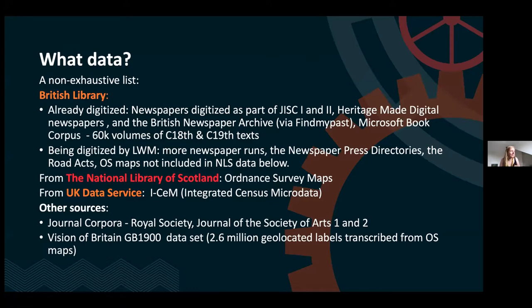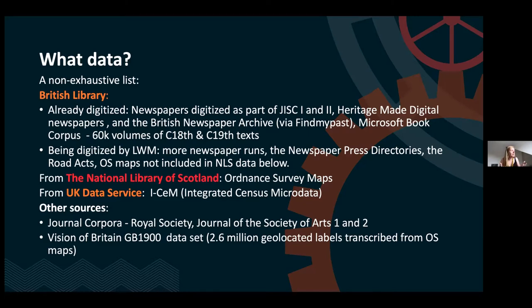A large proportion of our data sources come from pre-digitized resources held at the British Library, plus a small amount of additional digitization that we've done of their holdings across a range of sources, from newspapers to maps to newspaper press directories and the road acts, in fact.